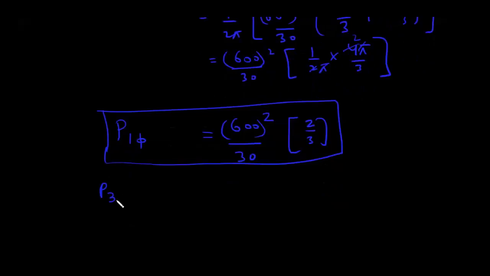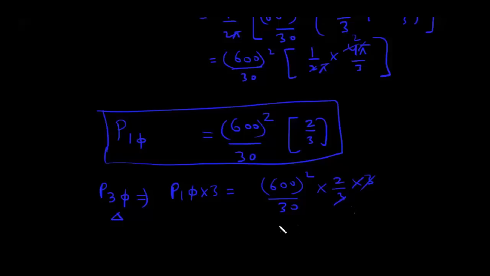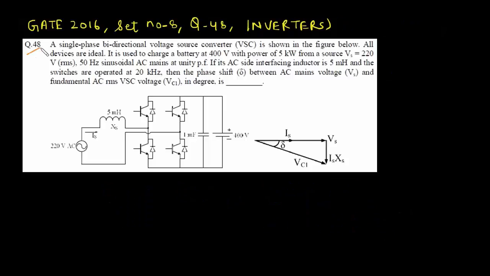So power consumed by total three phase delta load is P into 3. So 600 whole square divided by 30 into 2 by 3 into 3. So it will come to 24 kilowatt. And this is the answer for this question. This is question number 48. This question came in GATE 2016 set number 8 and it is related to inverters.